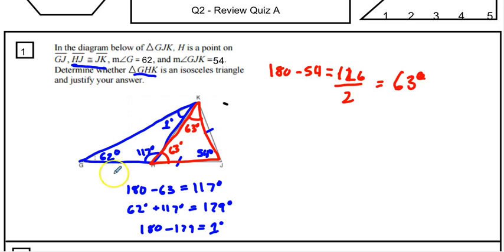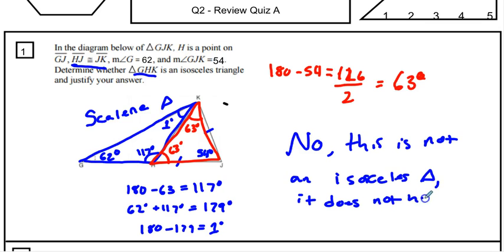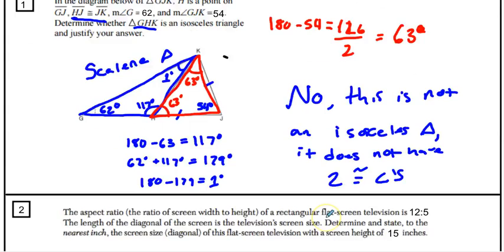So if you look at our triangle now, we can start answering our question. Is triangle GHK an isosceles? Well, if you look here, none of the angles are the same. This is a scalene triangle. So no, this is not an isosceles triangle. It does not have 2 congruent angles. That's the answer to our first one. Let's try the second one now.